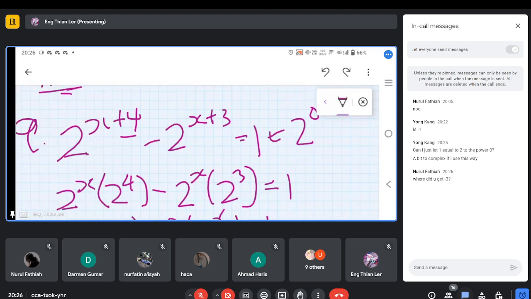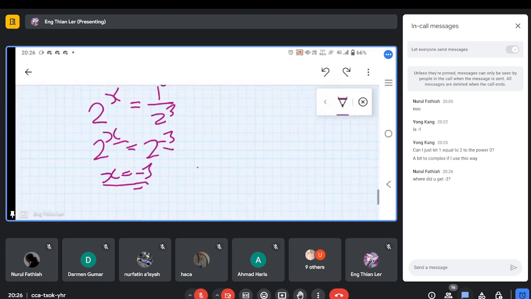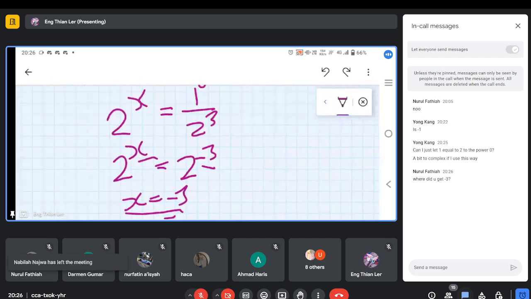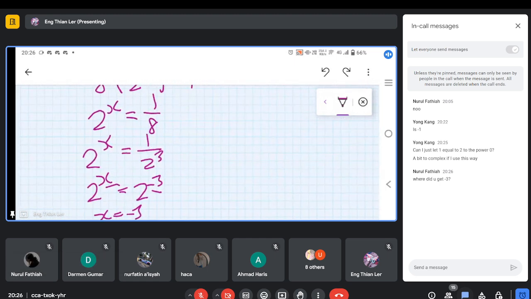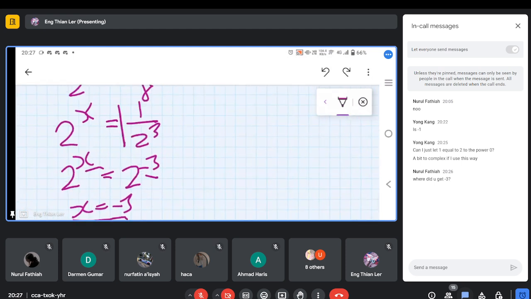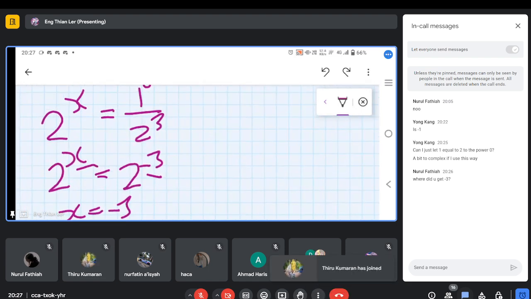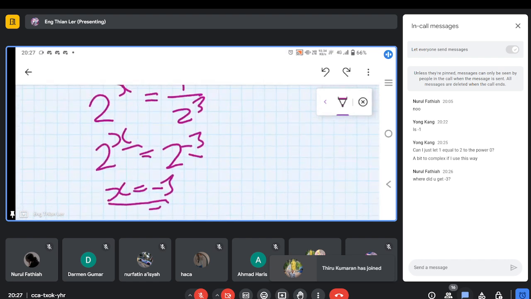So do you understand? Where did you get negative 3? Okay, where I get negative 3 is basically from this step. 2 to the power x equal to 1 over 8, and 8 is 2 cubed. And then this is the reciprocal. 2 to the power 3 is 1 over that number, so we need to get the negative. After that, same base, but the top different. This means that this is equal to this, and x is equal to negative 3. So clear?